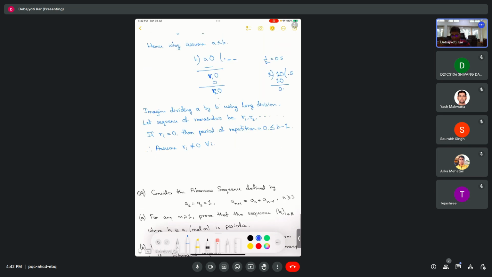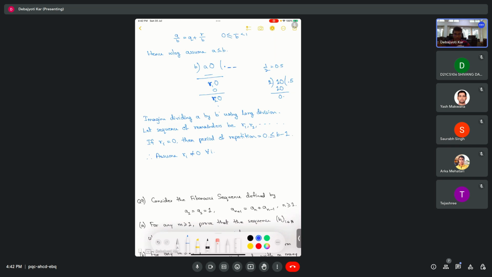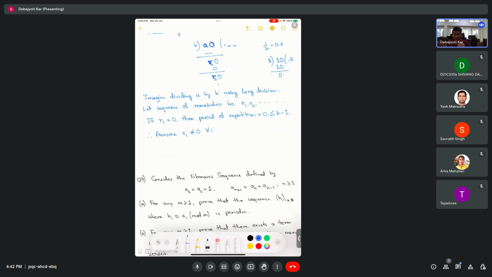But in this case, what are the possible values of Ri? Recall that Ri is the remainder when this number a appended with 0 is divided by b. So a and then 0, this is a decimal number. When this number is divided by b, what is the remainder? That is R1. So obviously all these Ri's have to be less than or equal to b minus 1. The remainder when some number is divided by b has to be less than or equal to b minus 1, and also it is not 0, we assumed.